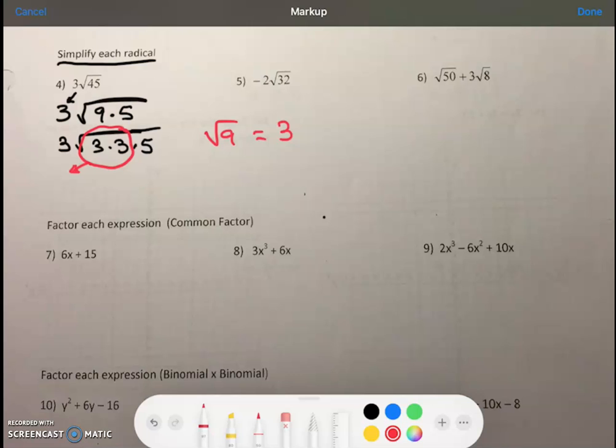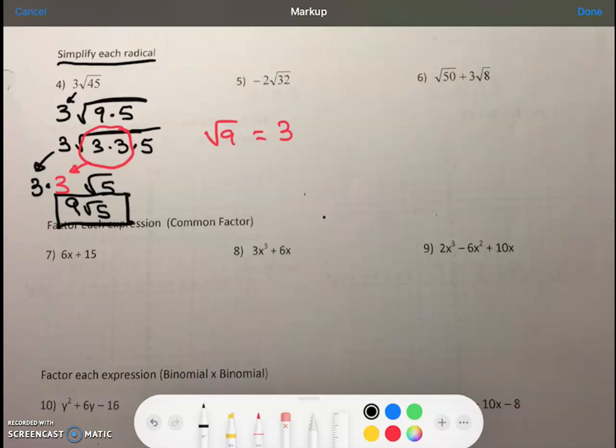So anytime you double up like a 3 and a 3, you take one 3 to the outside. Don't lose the one that was already there. And anybody that's single stays on the inside, so that 5. The 2 numbers on the outside get multiplied, so this should be 9 radical 5. And that should be your answer for number 4.